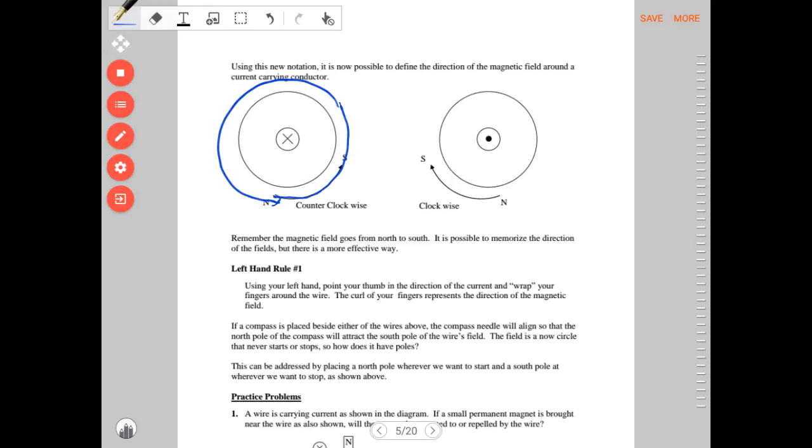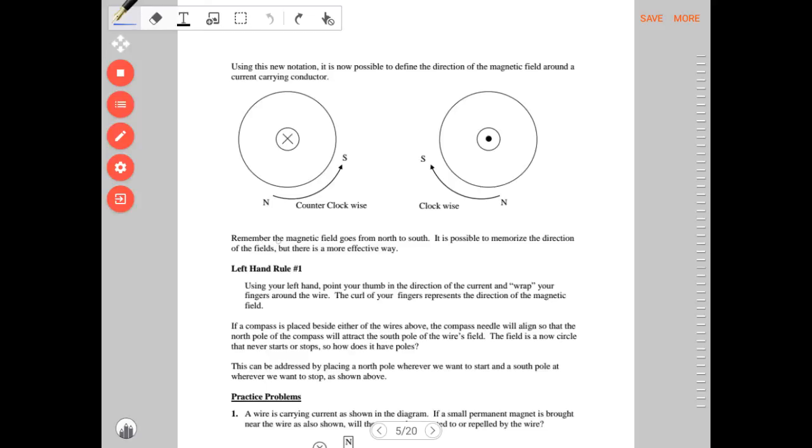It makes a circle, and now here's the crazy part, circles never start and stop. However, we say that the magnetic field goes counterclockwise. For the dot, for the electric current coming towards your eyes, the magnetic field goes clockwise. So north to south goes this way. And I'm going to show you how to use this right away.